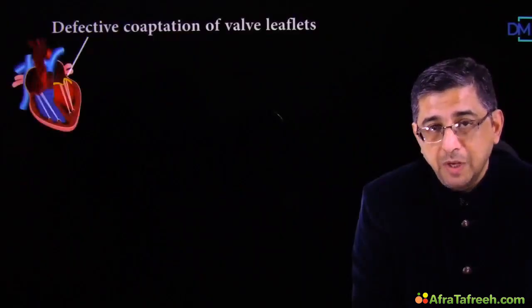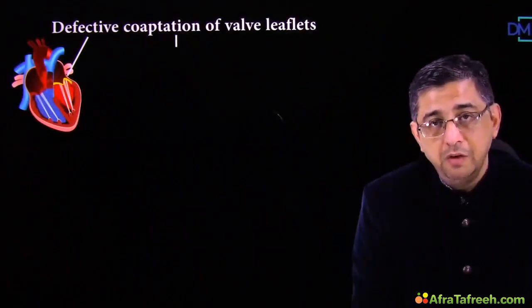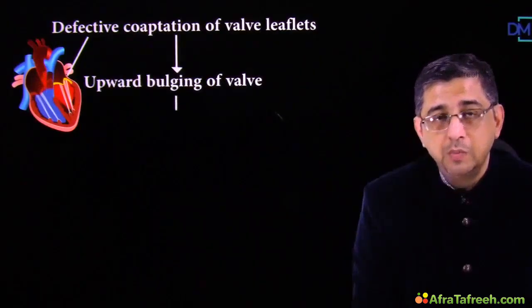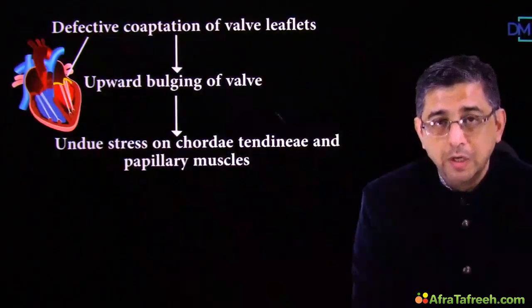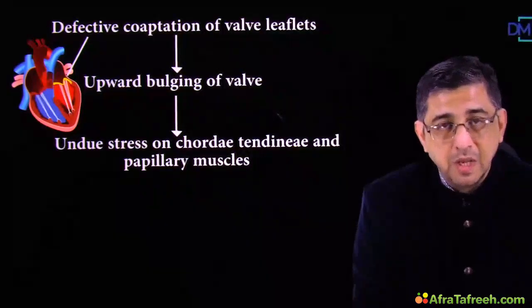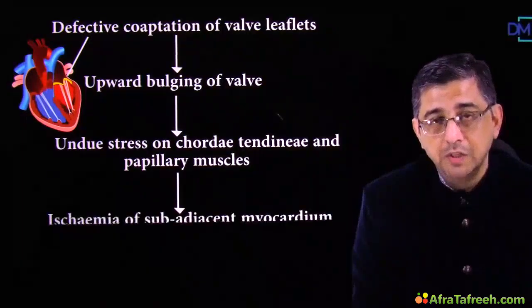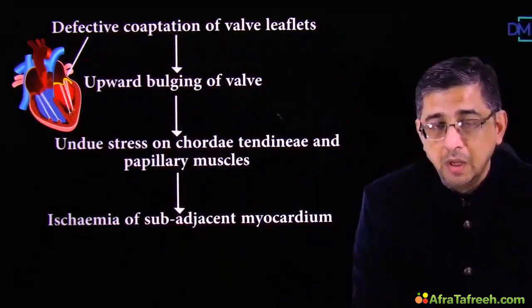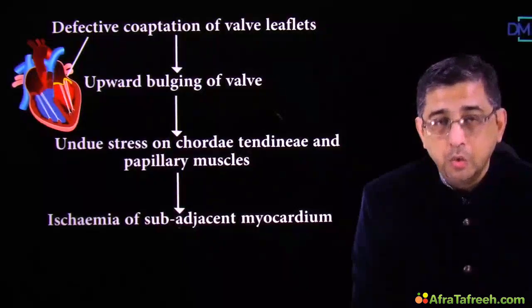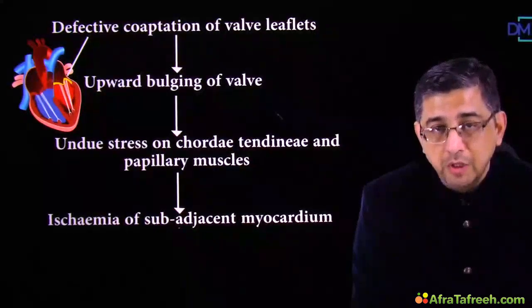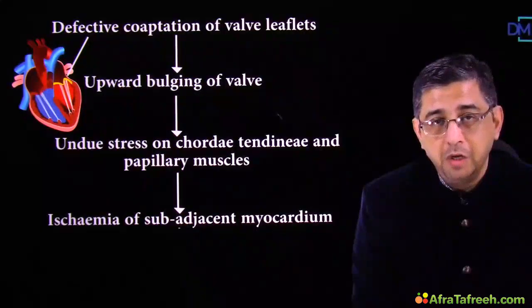Well, why are we so worried about mitral valve prolapse? That's because of two basic problems. Problem number one would be that because of the defective coaptation of the leaflets, not only is the valve bulging upwards, but it is putting undue stress on the chordae tendineae and the papillary muscles, and the undue stress on the papillary muscles can result in ischemia of the subadjacent myocardium. That explains why you read about chest pain and arrhythmias developing in a patient with mitral valve prolapse.